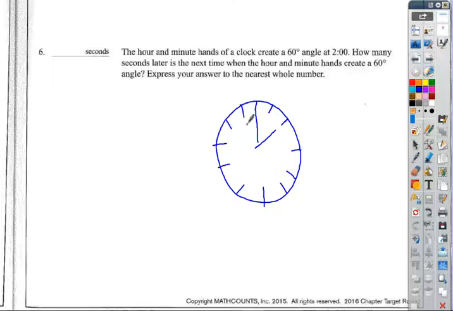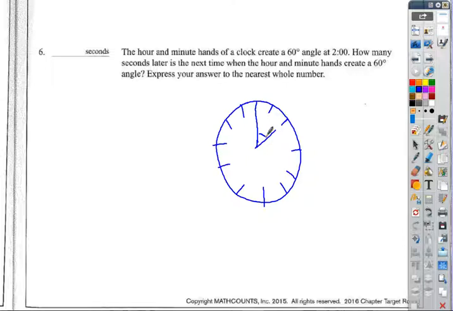So the hour and the minute hand are creating a 60-degree angle at 2 o'clock. How many seconds later is the next time when the hour and the minute hands will create a 60-degree angle? It asks us to express our answer to the nearest whole number.